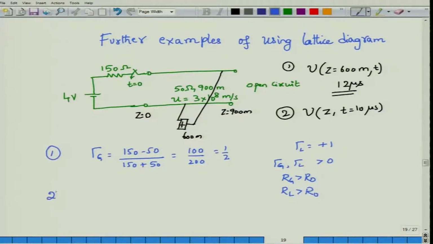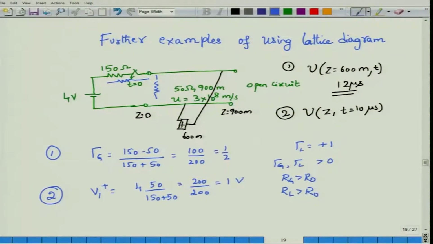The second step is to calculate the amplitude of the first forward voltage, which we denoted as V1 plus. V1 plus in this case is the voltage divider that would exist between the generator impedance of 150 ohms and the characteristic impedance of 50 ohms. So V1 plus is given by 4 into 50 divided by 150 plus 50. So 4 into 50 is 200, divided by 150 plus 50, which is 200. So this is equal to 1 volt.